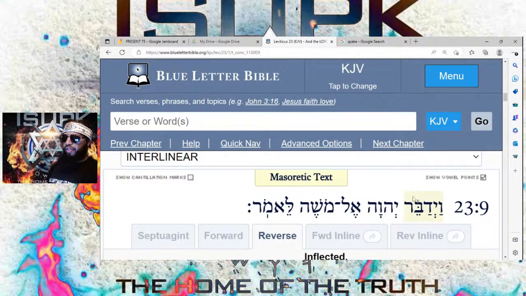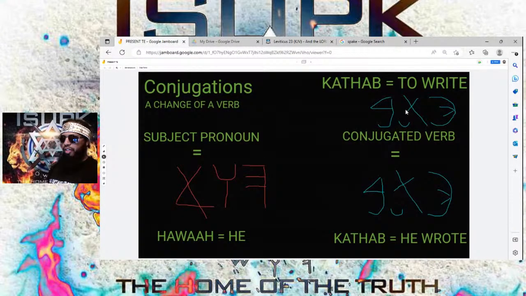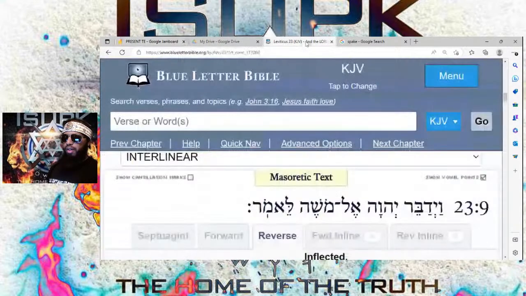But you see how nothing happened to the dabar? Same thing how nothing happened to kathab. It stayed the same, meaning he wrote. And so when it says wayadabar Yahweh, right? Wayadabar Yahweh el Moshe lemor. All right. So you got Wayadabar Yahweh el Moshe lemor, right?